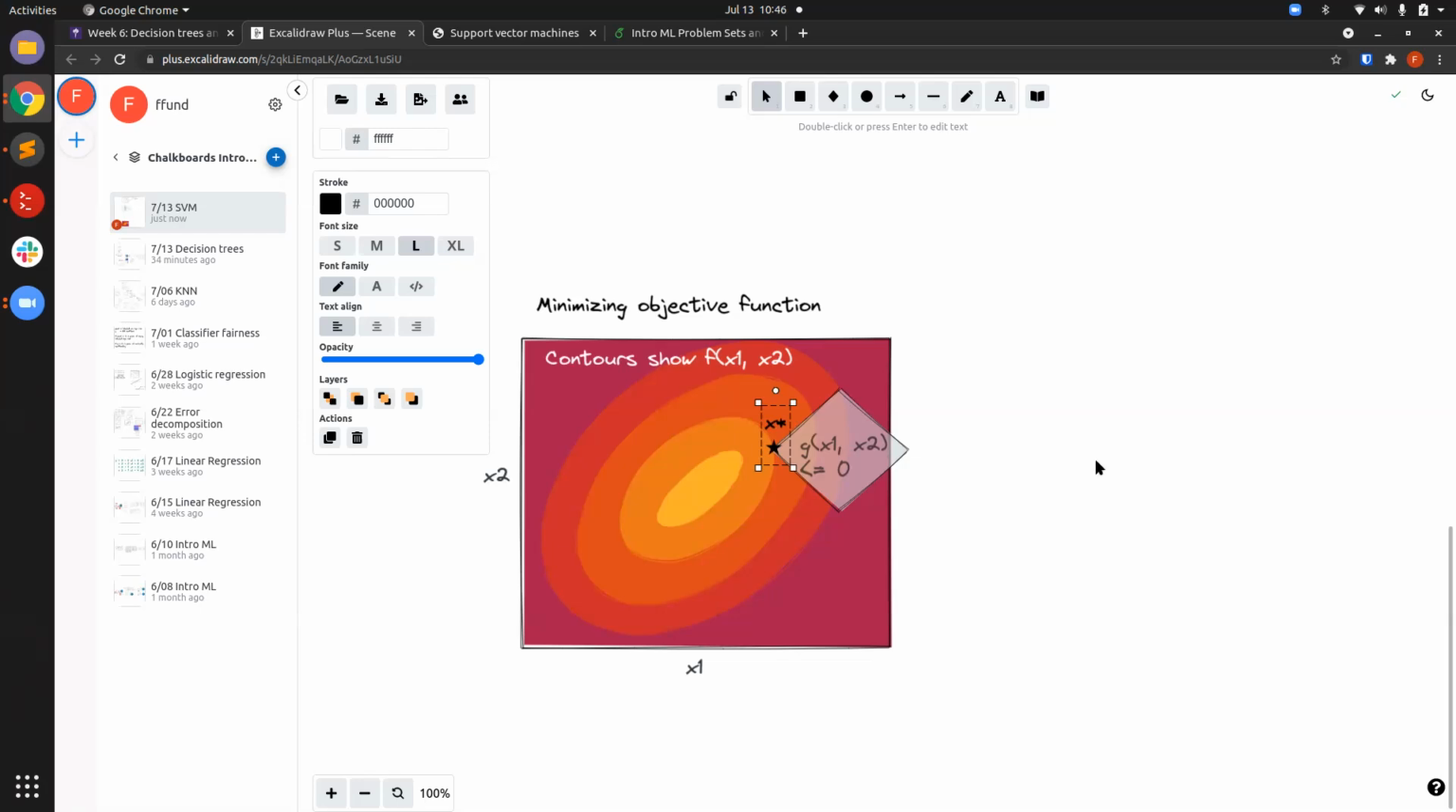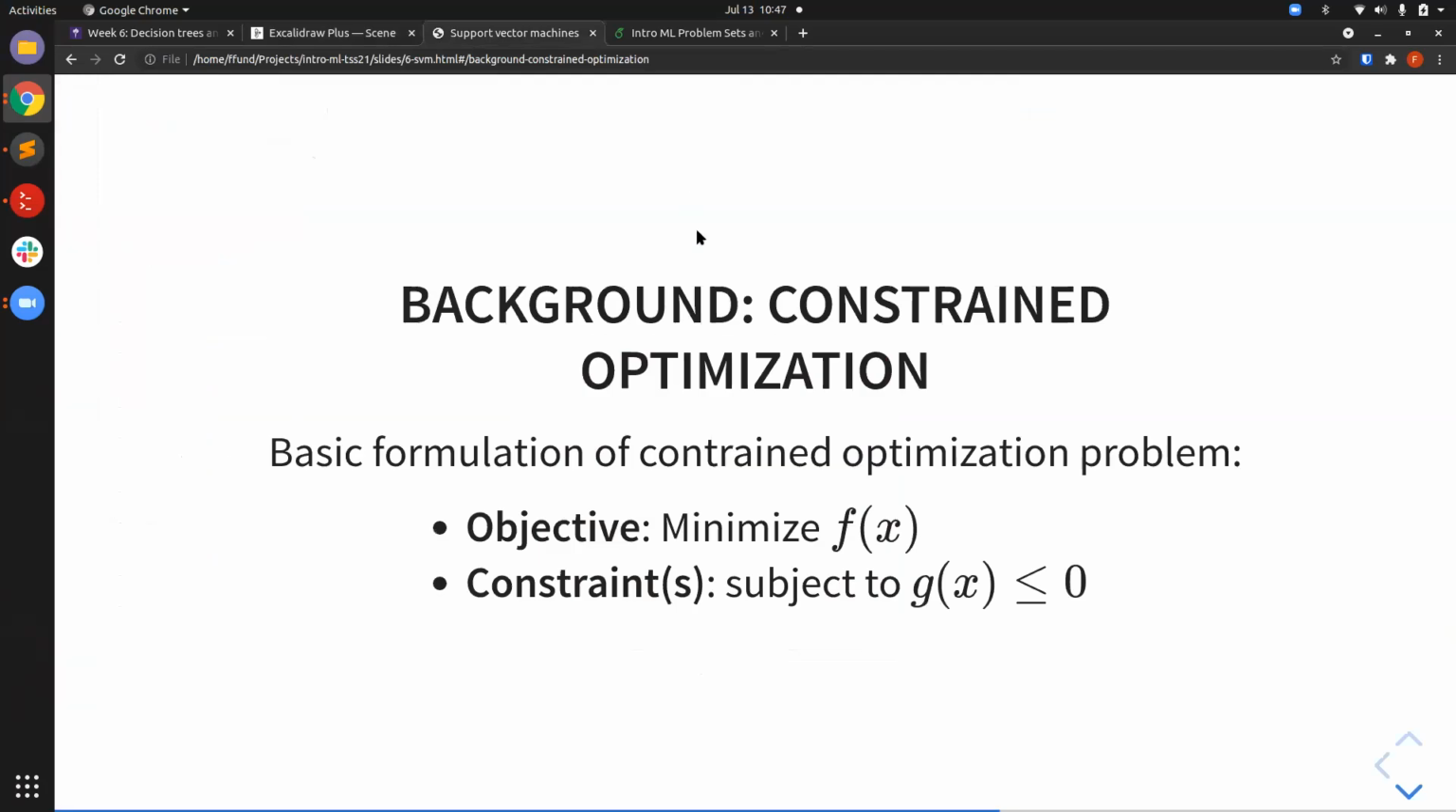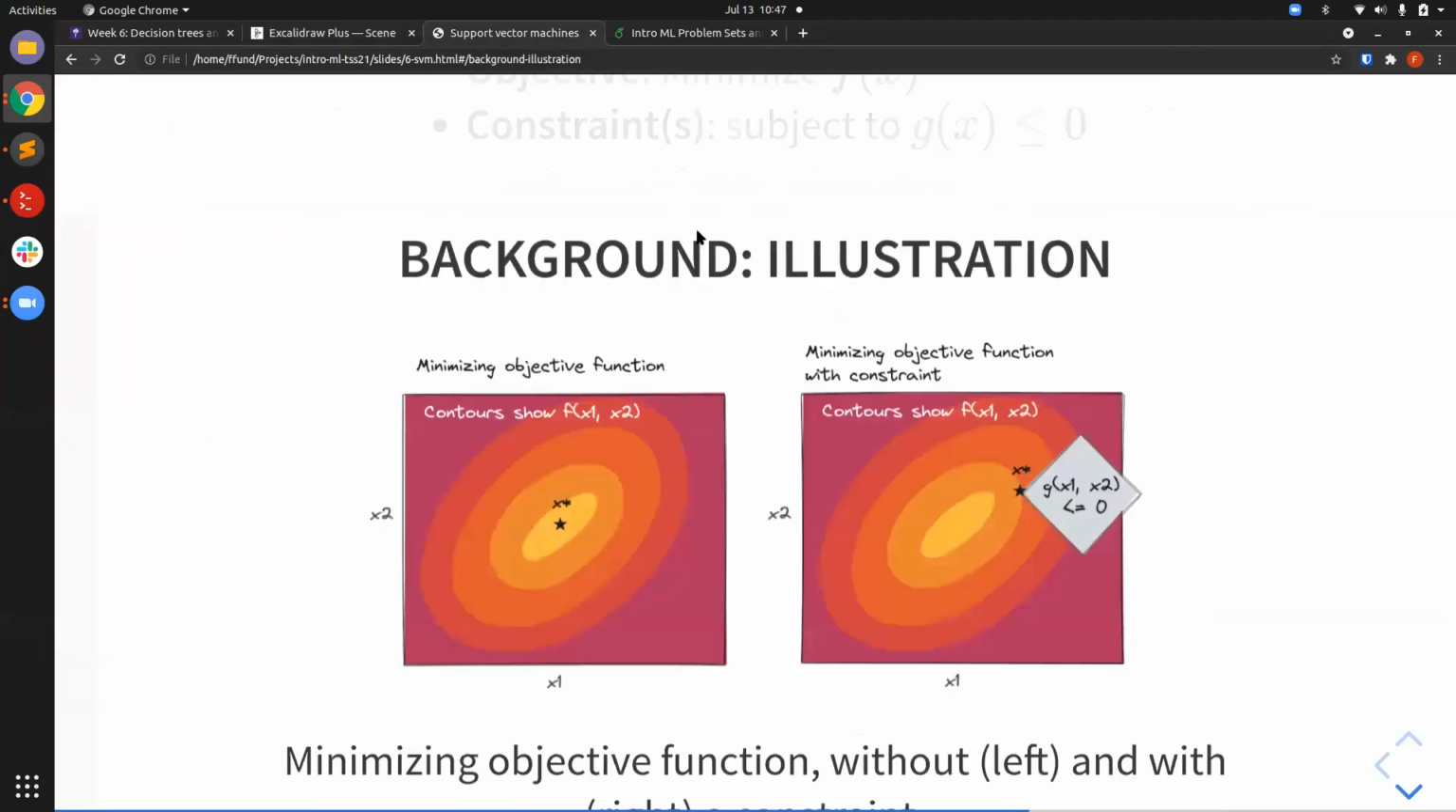Is there any other solution to this optimization problem, or is this solution unique? Okay, so this is a unique solution. I'm looking from all the points in the feasible set for the one that minimizes f of x. So that's the general idea behind a constrained optimization problem.